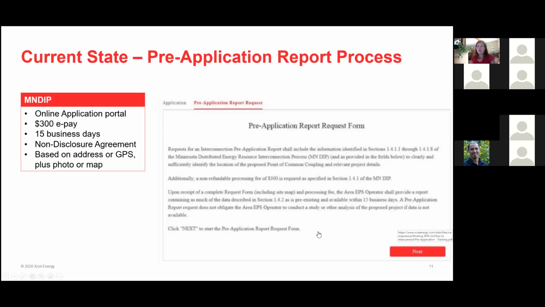And then to submit it, it's based on the address or GPS coordinates you provide us, plus a photo or map that we can use to cross-reference to make sure that we're looking at the right spot. Sometimes these pre-application reports are for locations that don't have an address because they're brand new, and that's where those GPS coordinates can really come in handy. And then the photo or map really helps us make sure we're looking at exactly the right spot.